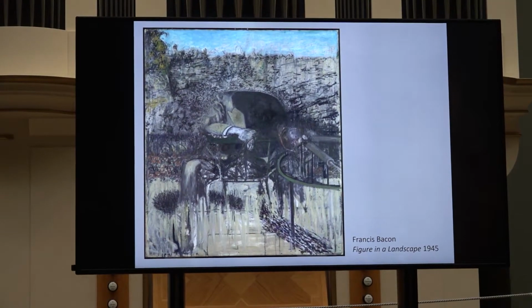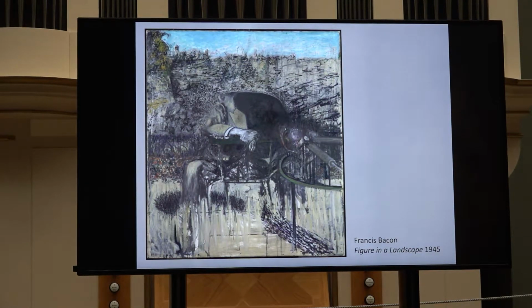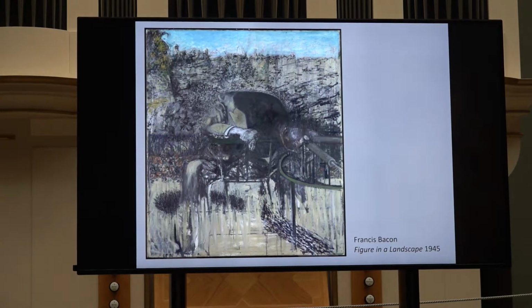This particular painting, included in the exhibition, Figure in a Landscape from 1945, was exhibited in London shortly after the first images of concentration camps were shown on TV at the time, in the cinemas.